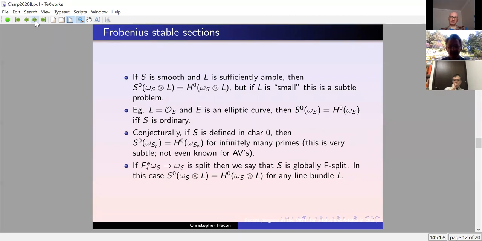And conjecturally, if we start with a variety defined in characteristic zero, for example, an abelian variety, and we reduce it to characteristic p, then we expect, just as in the case of elliptic curves, that for infinitely many primes, the space of Frobenius stable sections should be the whole space of global sections of the canonical line bundle. Now, I believe that this is still unknown for abelian varieties in dimension greater or equal to 3. So this is a very subtle problem because it's still unknown for varieties that have been intensively studied and very well understood. So that's a warning that this technique is going to have its limitations.